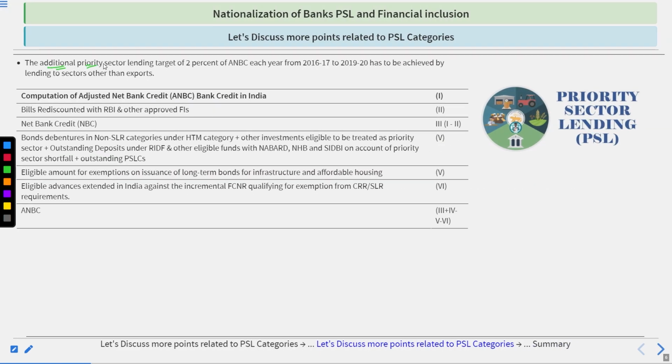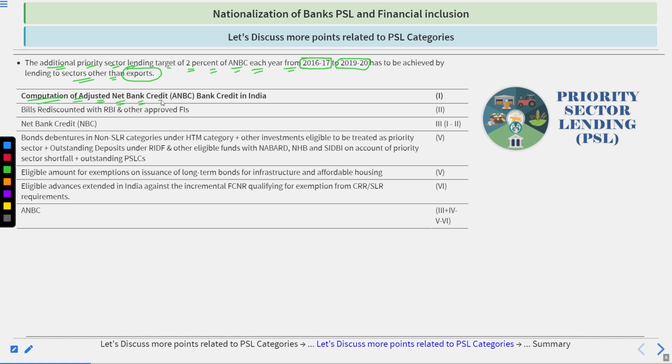Then the additional priority sector lending target of 2% of ANBC each year from 2016 to 17 to 2019 to 20, and still in 2024 the data is the same, has to be achieved by lending to sectors other than exports. Remember, lending to sectors other than exports.